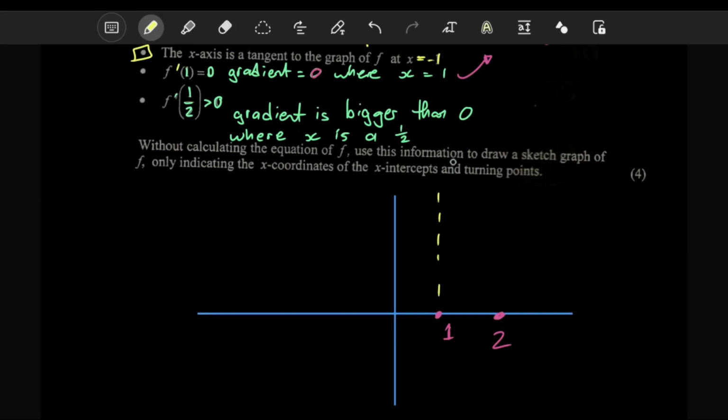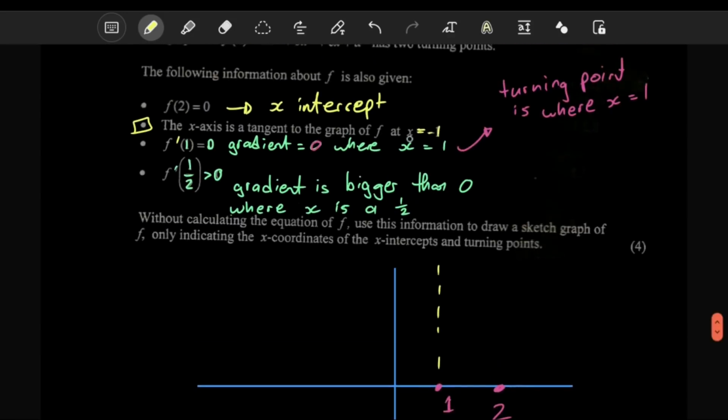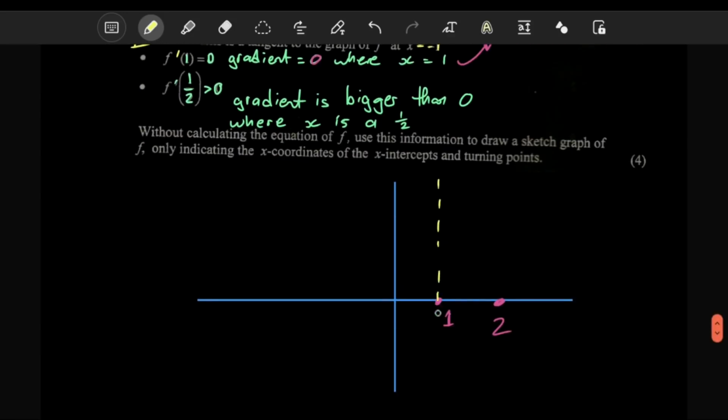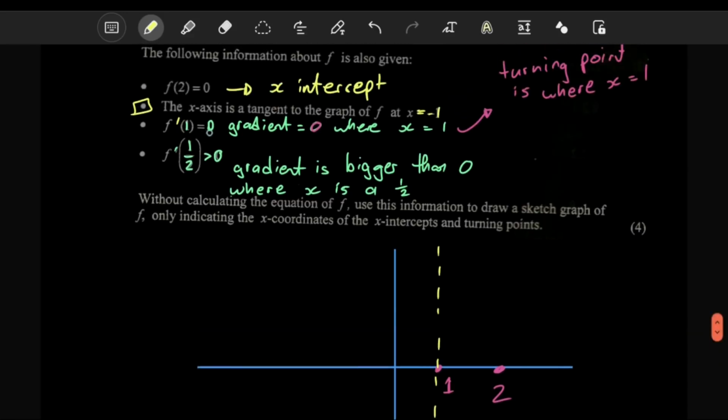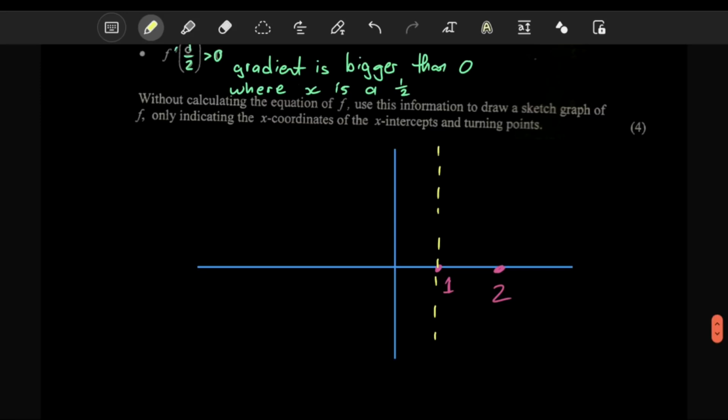Oh, I think the next point... No, wait. I forgot the tangent part, but we'll deal with that just now. Let's just deal with the easy stuff. They told us the gradient is 0 where x is 1. So that's a turning point. Now, the other thing is they said the x-axis is a tangent to the graph where x is -1. Okay, let's see where -1 would be. -1 would be somewhere over here. You see, this is where -1 would be.